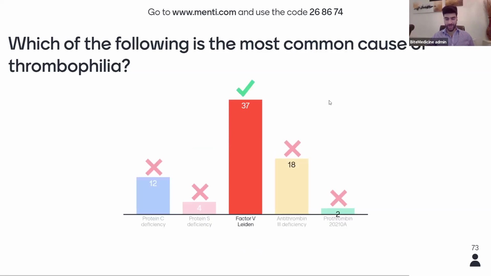That's a shame. A lot of you got it right. Good. Well, I'm proud. You all did very well. Factor V Leiden is the correct answer.